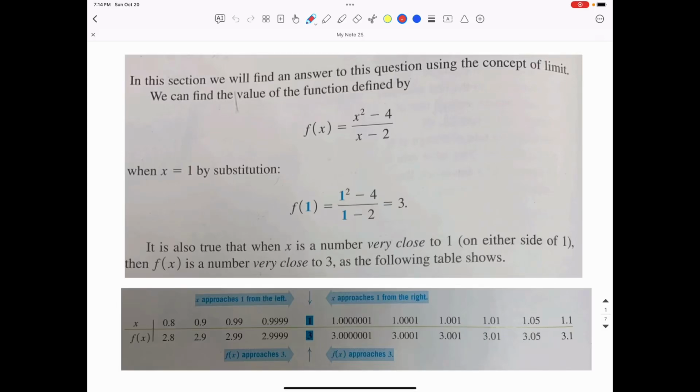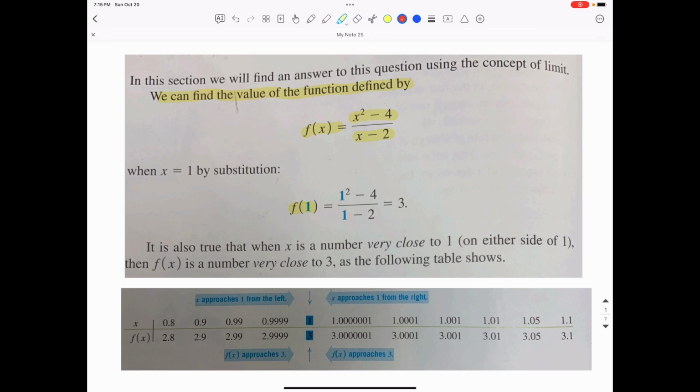So in this section, we're going to talk about limits, which is a very fundamental part of calculus. Some fairly basic information here. We know we can find the value of a function defined by f of x equals x squared minus 4 over x minus 2 for f of 1. And you already know that means we just replace the x's with 1. And so when we have f of 1 and replace the x's with 1, we get an answer of 3.